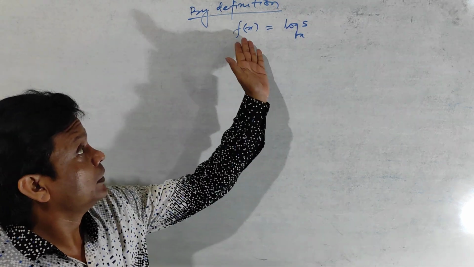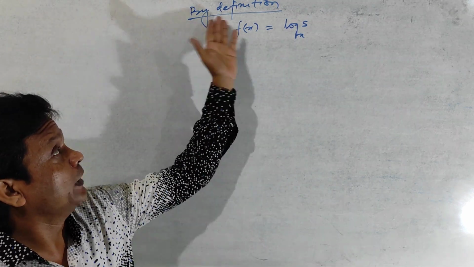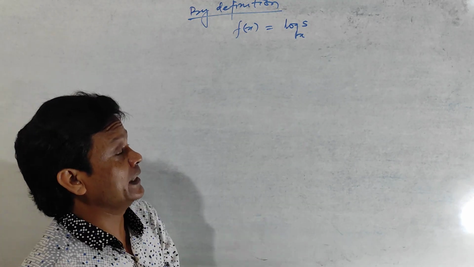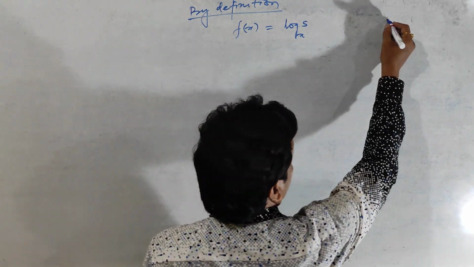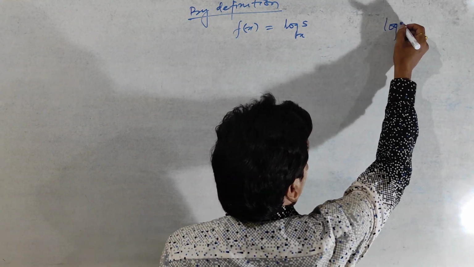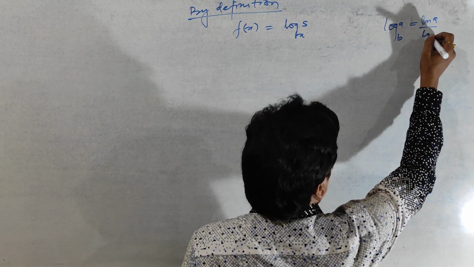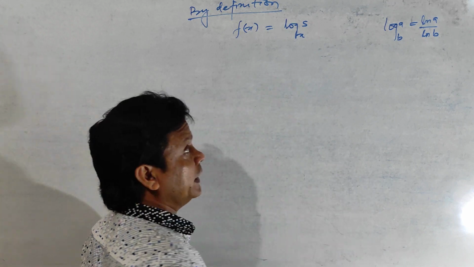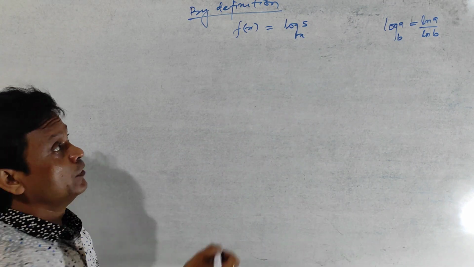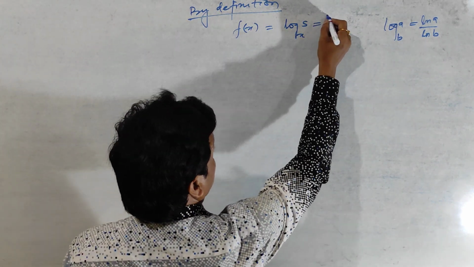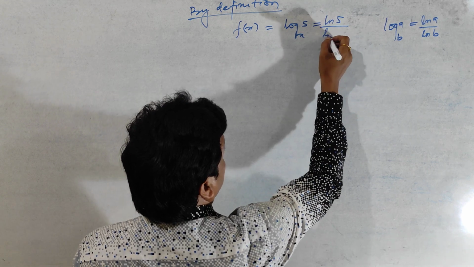See here, this question I am doing by definition. Log 5 to the base x. And there is a formula already known to you: log a to the base b is ln a by ln b. So this one I can write as ln 5 by ln x.